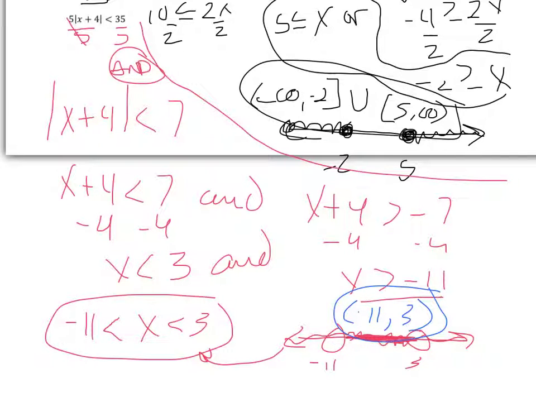So a lot of steps here, but just take it slowly and make sure that you're analyzing whether it's an AND or an OR problem, and always remember to do the two cases, the positive and negative. Negative, always flip the sign.